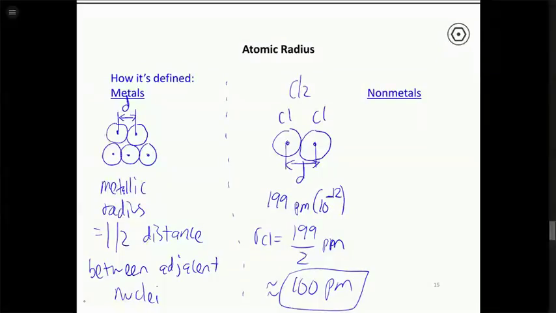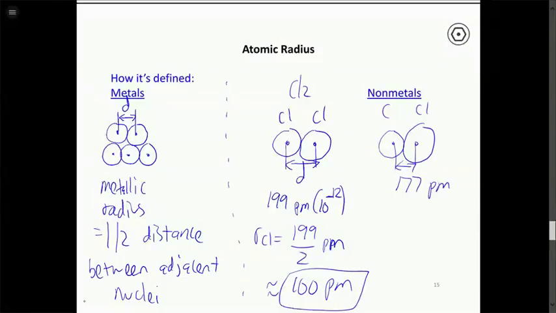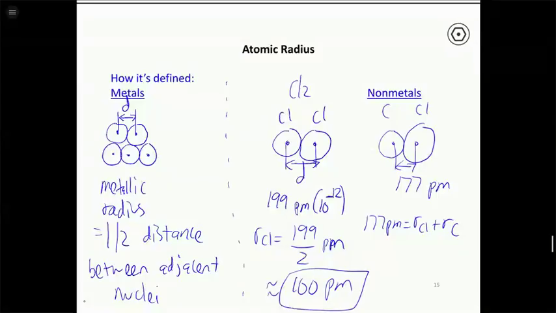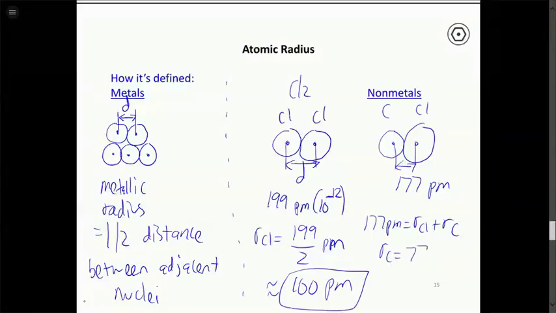And then if we wanted to do another element, let's say carbon, we can measure the distance between carbon and chlorine in a compound. We would find that it's 177, and that distance is then going to be the sum of the radius of chlorine plus the radius of carbon. We already know the radius of chlorine is 100 from measuring chlorine by itself, and so we get the radius for carbon is 77 picometers.